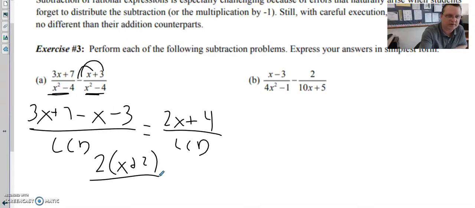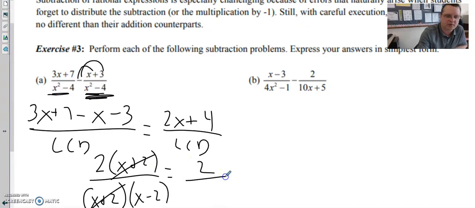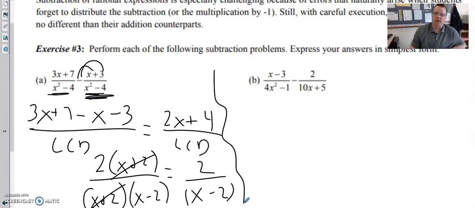That's how the numerator factors. This x squared minus 4, difference of 2 squares, is x plus 2, x minus 2. The x plus 2's cancel. You are left with 2 all over x minus 2. That's it. Okay? Letter B.